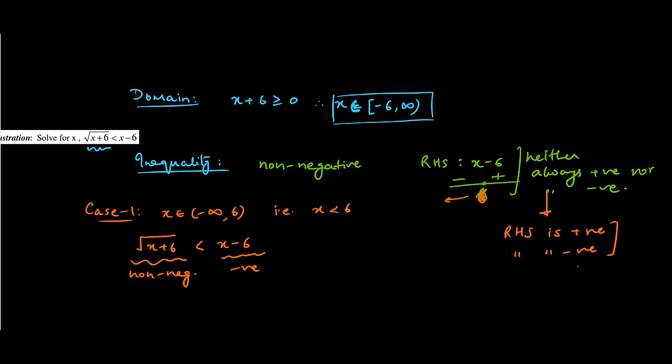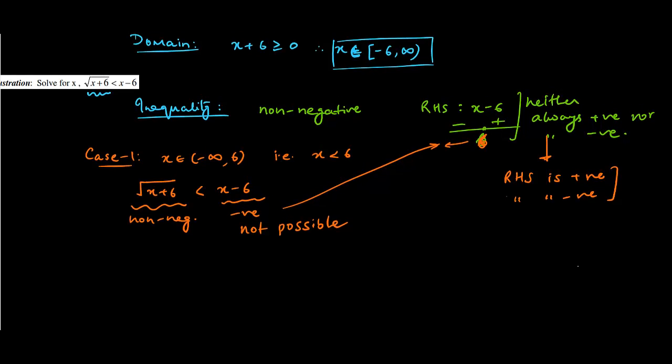So here we made the first case, that was x is less than 6, and in that case x minus 6 will be a negative value, as we can see from this particular sign scheme. And this results in a very trivial inequation that a non-negative number is smaller than a negative number, which is not possible. This is clearly not possible. So you do not have any solution for case 1. We then move to the second case.